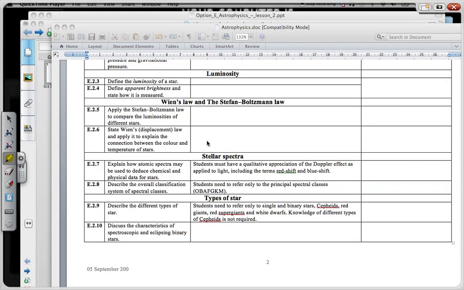Alright, so now we're going to continue on this and we're going to actually look at Wien's displacement law and explain the connection between color and the temperature of stars. This is very important. We're also going to look at the classification of stars. They have different classes and we will discuss that. So that should be fine for this section.